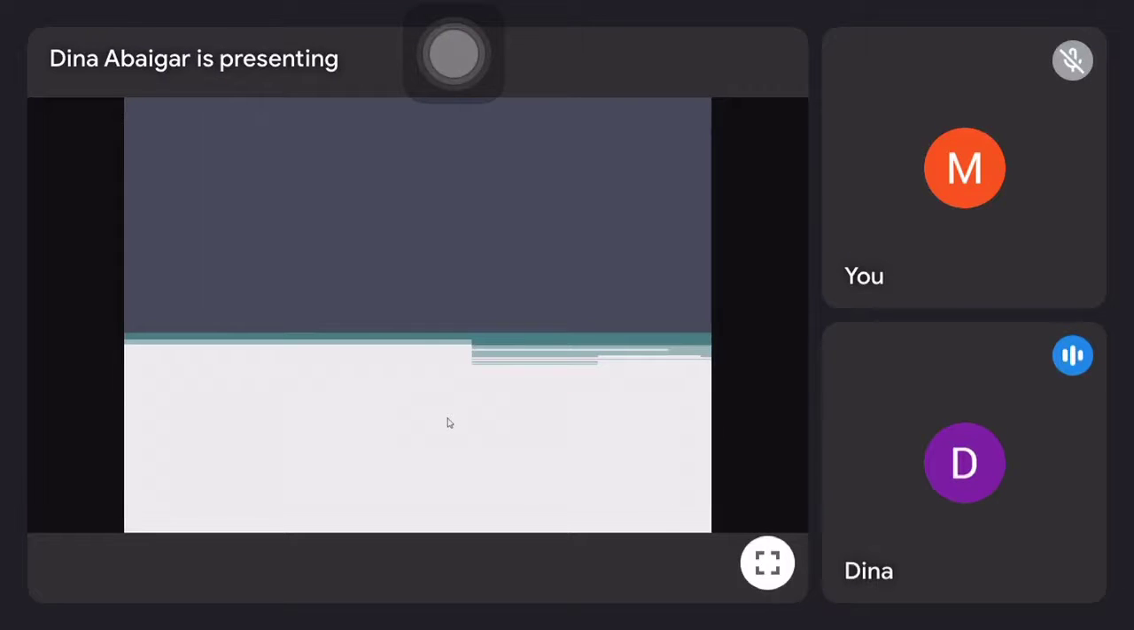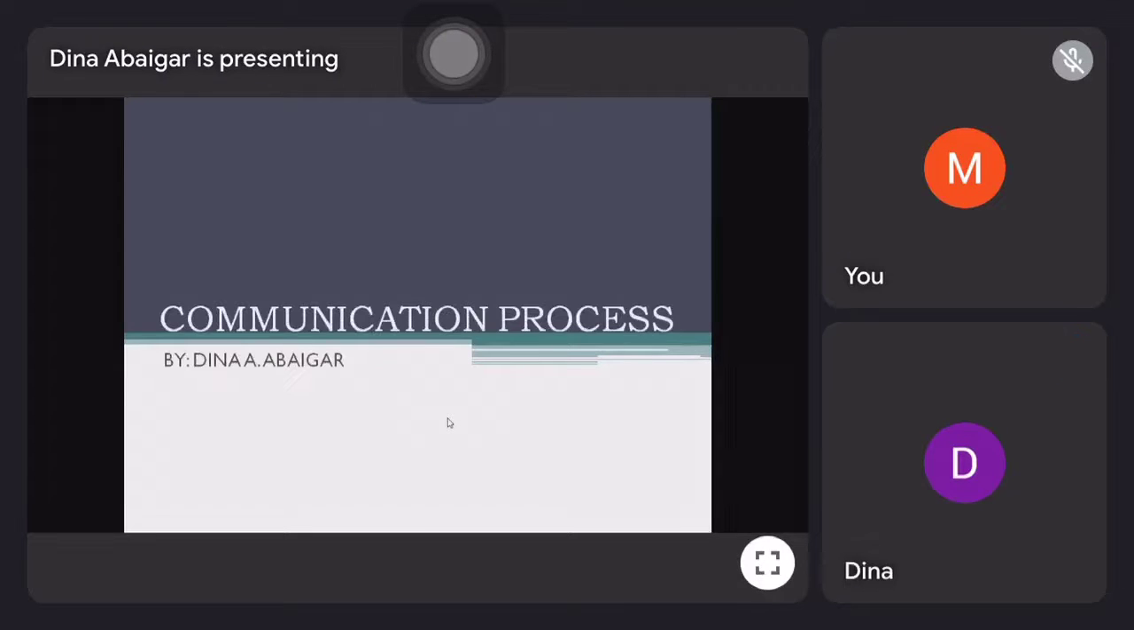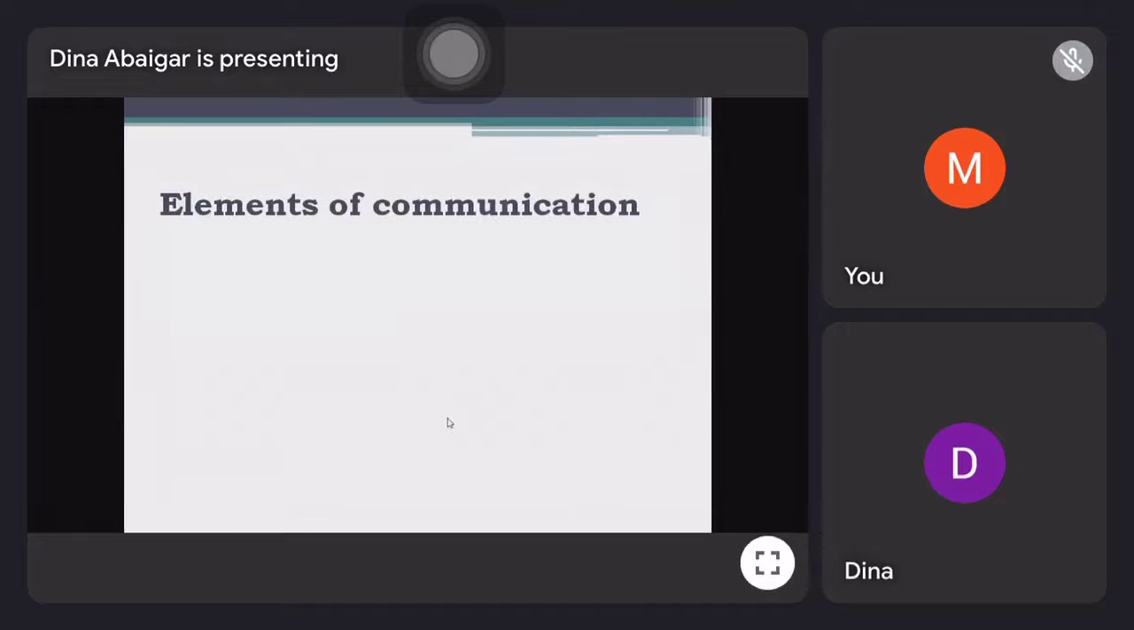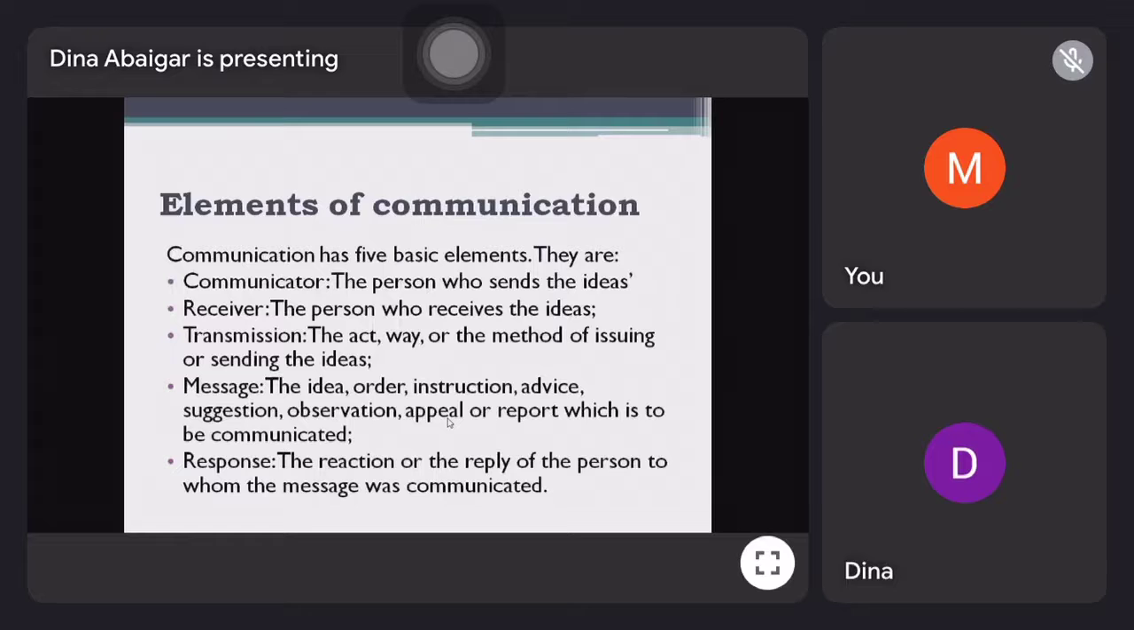Today, we will tackle the communication process. Elements of communication. Communication has five basic elements.